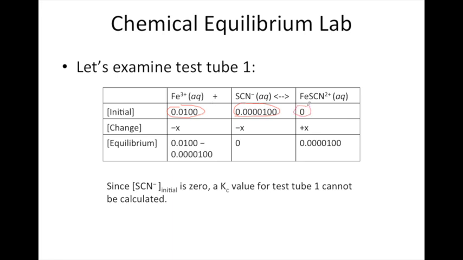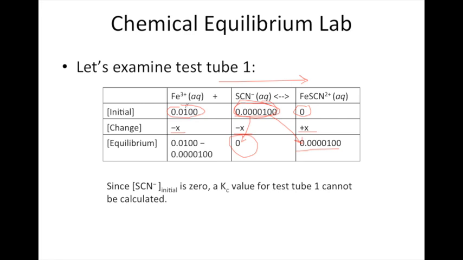Our initial concentration of iron thiocyanate should be 0 initially. Since this is 0, we know our reaction will proceed from left to right to reach equilibrium. So our change will be minus X on the reactant side, plus X on the product side. Now we've made the assumption that for test tube 1 only, all of our thiocyanate is converted into iron thiocyanate. So our equilibrium concentration of iron thiocyanate is equal to the initial concentration of thiocyanate. And also, all of our thiocyanate is used up, so our equilibrium concentration of thiocyanate is 0.